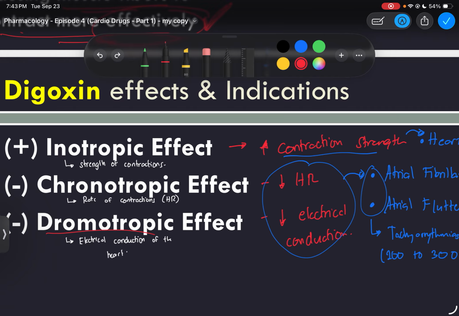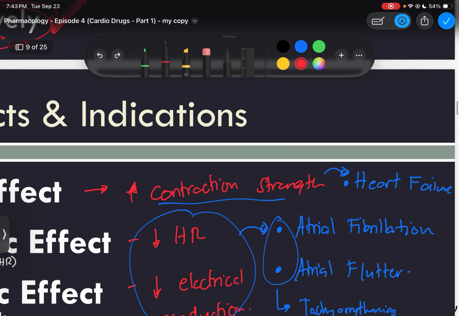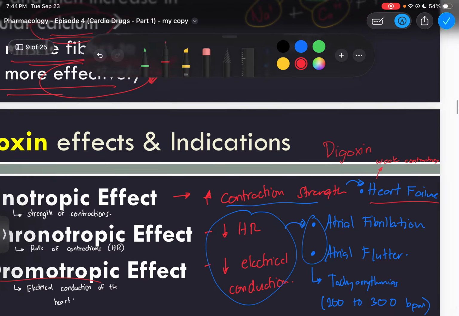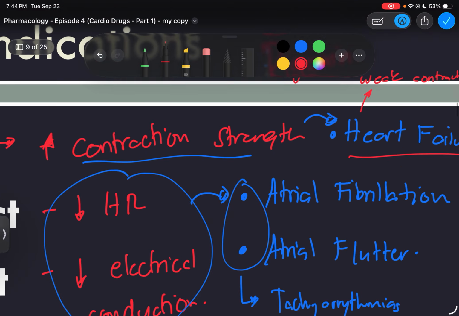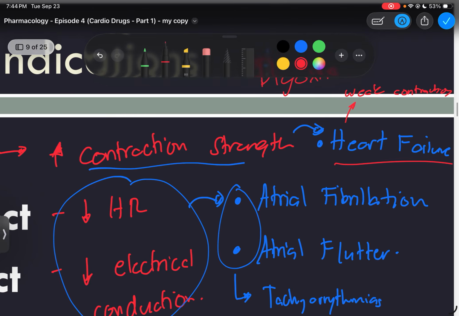Okay? And because of that, no, our digoxin is indicated for heart failure. Because as I've mentioned before, the problem with heart failure is weak contractions. And our digoxin has a positive inotropic effect which will increase the strength of contractions. Diba? Very simple, no?